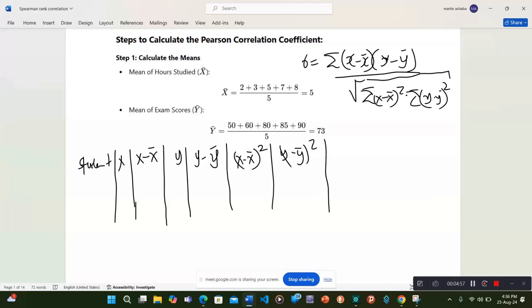Then you obviously also need X minus X bar into Y minus Y bar. So you put those values here, here, and here. Later on, you substitute into this r, and you'll be able to get the value of r, which is the Pearson correlation coefficient.